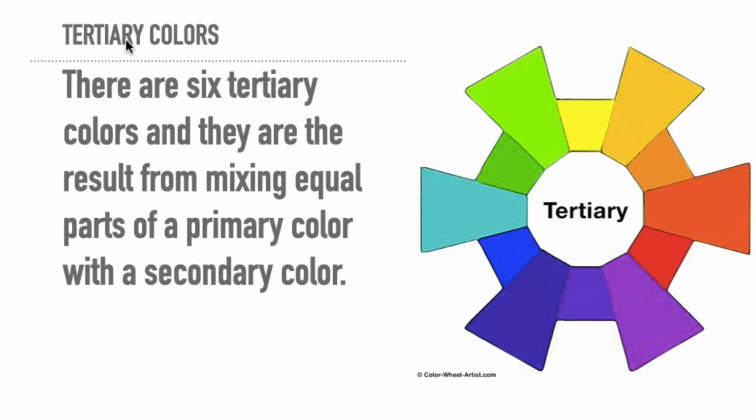And here we have tertiary colors. Tertiary, I know it's a really hard word to say. There are 6 tertiary colors, and they are results of mixing equal parts of primary with secondary colors. And tertiary colors are made from the primaries and secondaries mixed together. So right there.